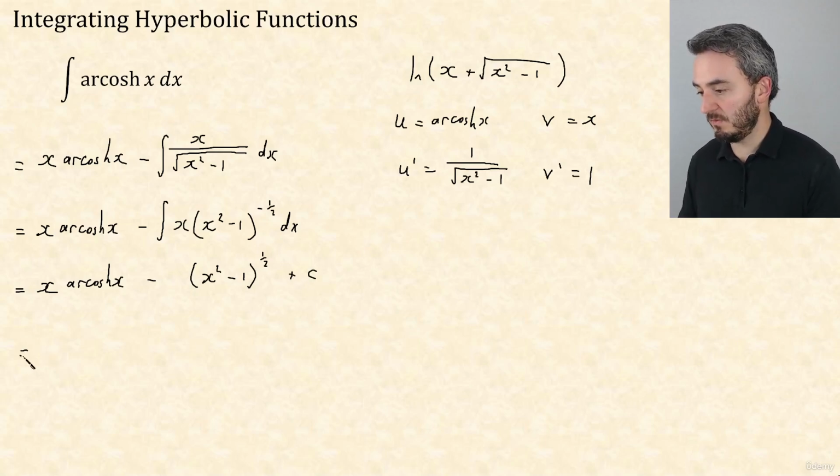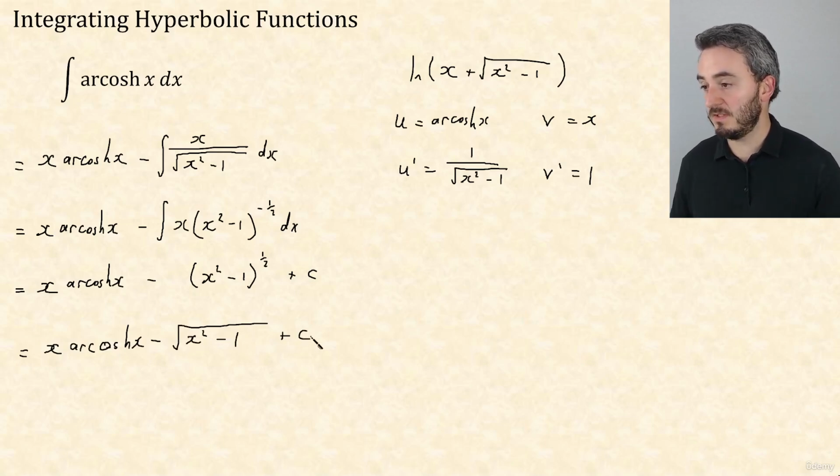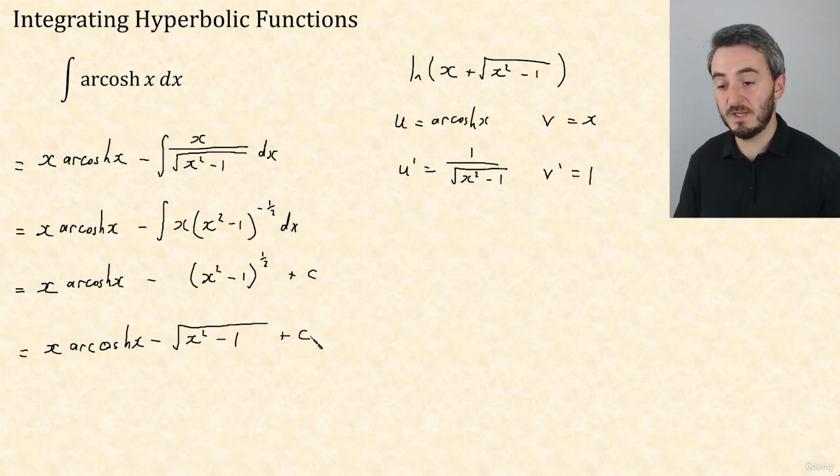And there's the answer. If we want, we can write it a little bit prettier: x arcosh x minus the square root of x squared minus 1 plus c. And there's the integral of arcosh x. And a similar technique is going to work for integrating arsinh and artanh as well. So give those a go as well.